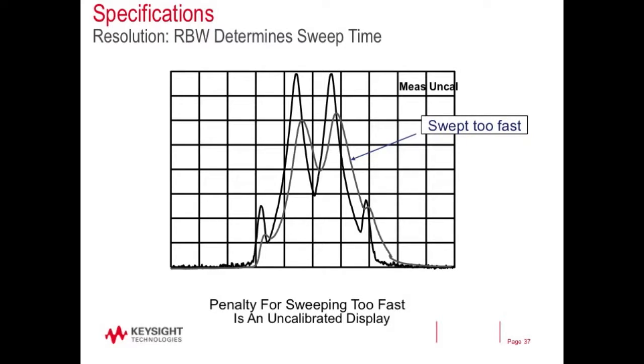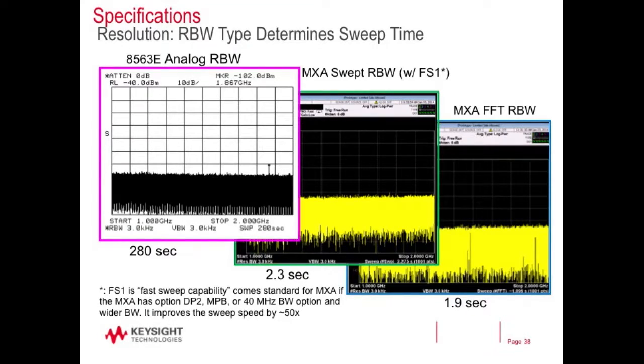These analyzers are pretty quick, and this is just showing the difference between our older 8563E, which had a less sophisticated display, and the newer ones. To do a 1 gigahertz sweep with 3 kilohertz video and resolution bandwidth, the older one took roughly 280 seconds. And 3 kilohertz is a fairly narrow res bandwidth. We go all the way down to 1 hertz, but this is pretty narrow.